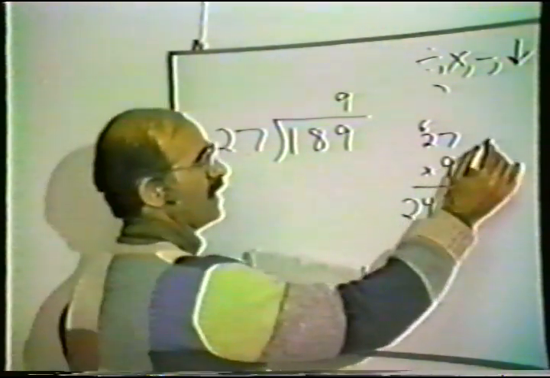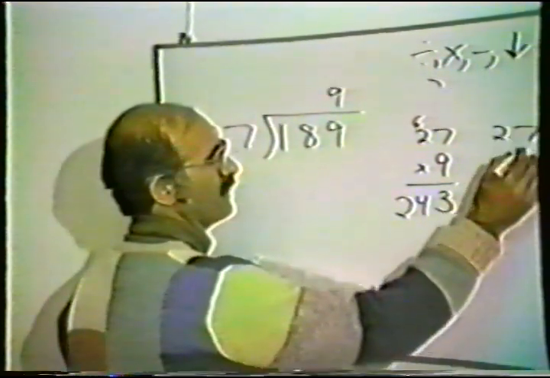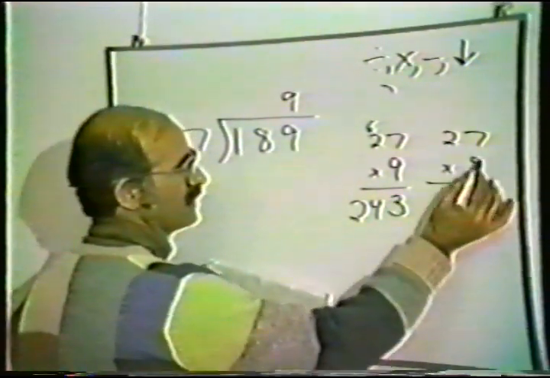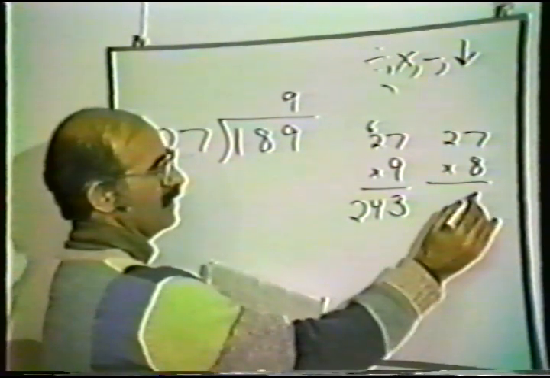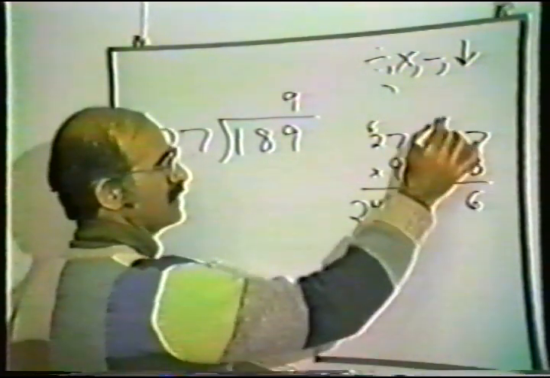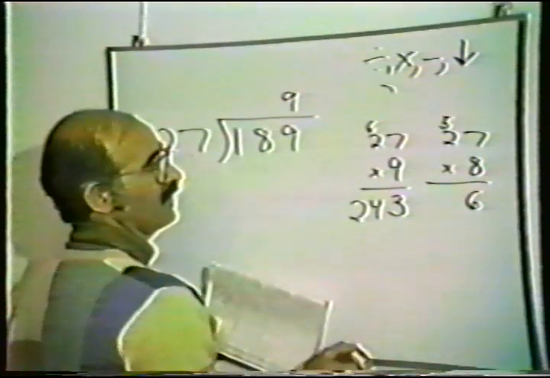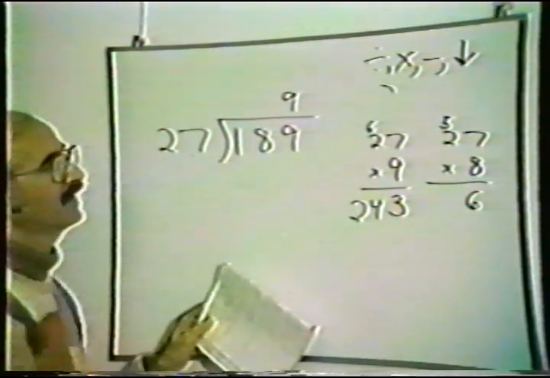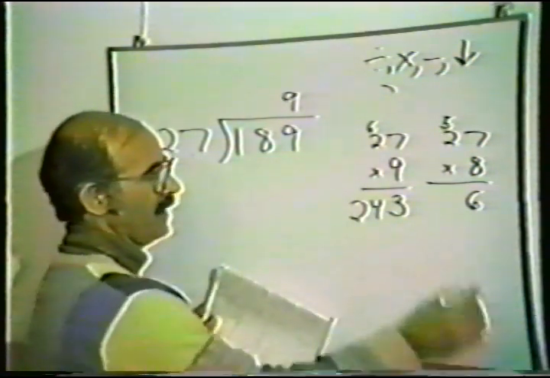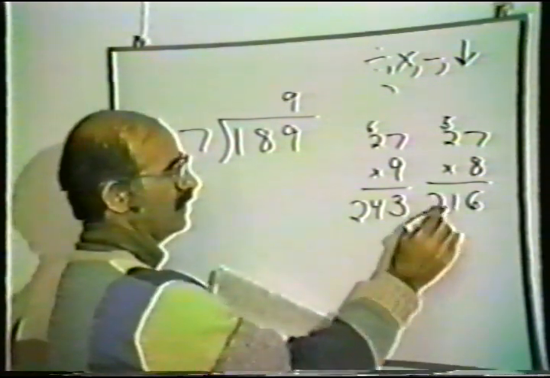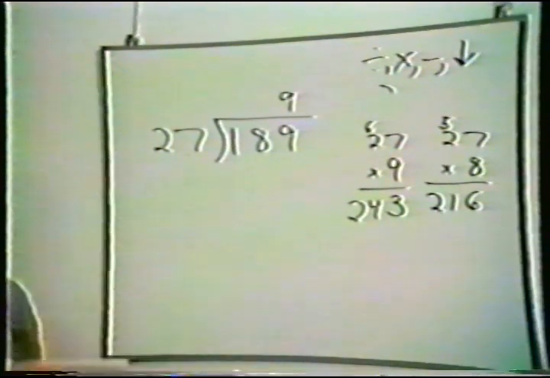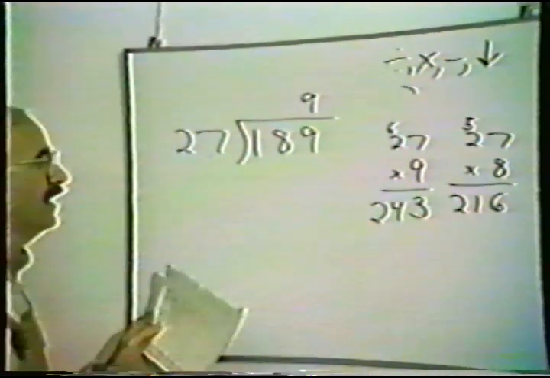So now we'll try 27 times 8. 7 times 8 is? 56. Put down the 6, carry the 5. 2 times 8 is? 16. Plus the 5, 21. Good or bad? Bad, because it's still too big.